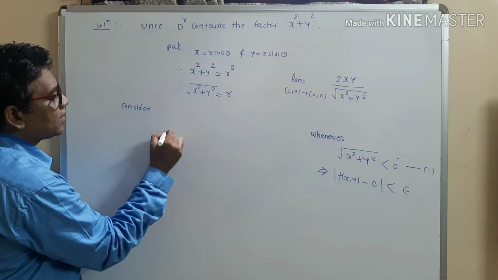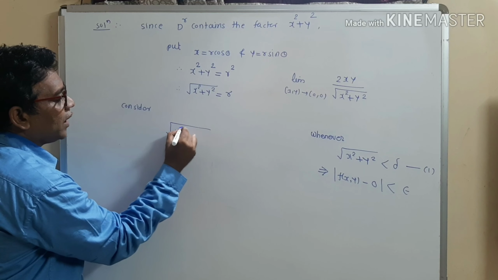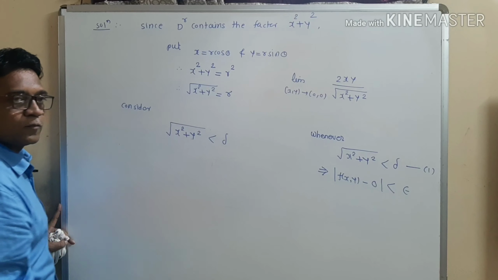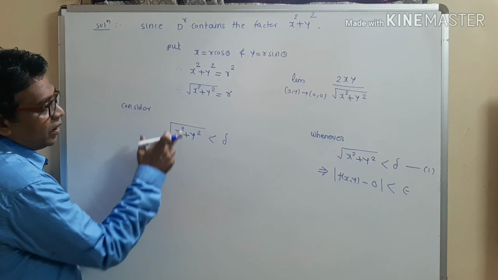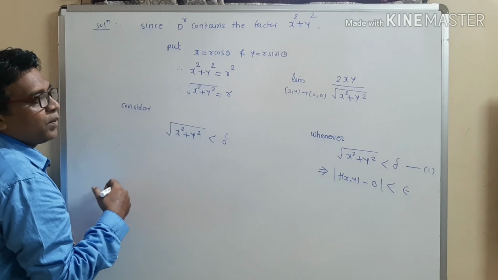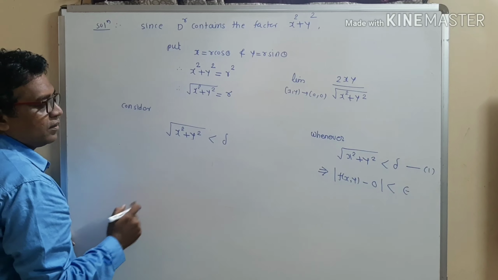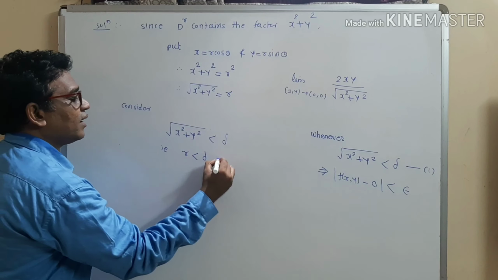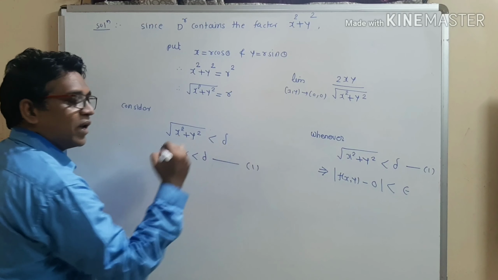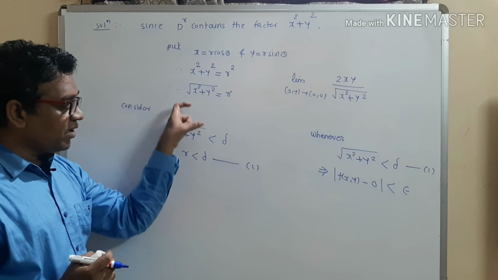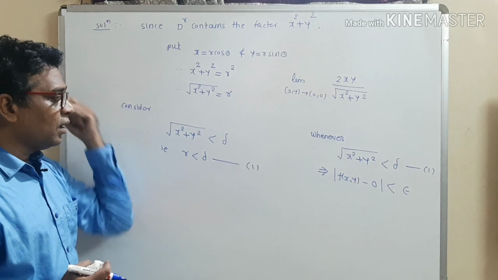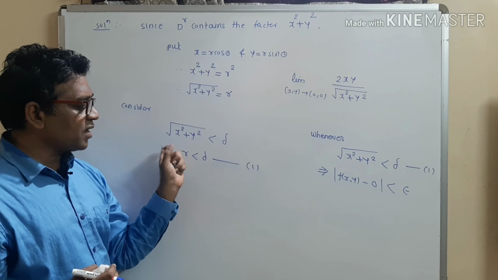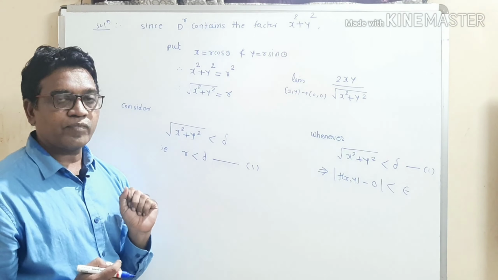So this is the starting step: under root x square plus y square less than delta. Now we have found this under root x square plus y square is r. So put this value, that is, r less than delta. So this is our equation 1. These are the equivalent equations, these are the same equation: under root x square plus y square less than delta is the same as r less than delta.